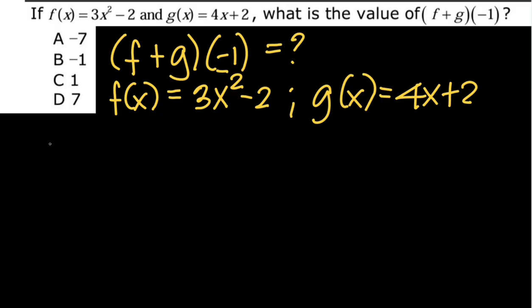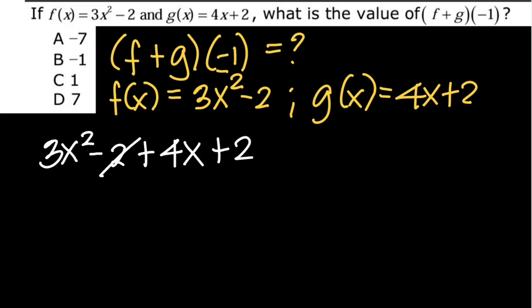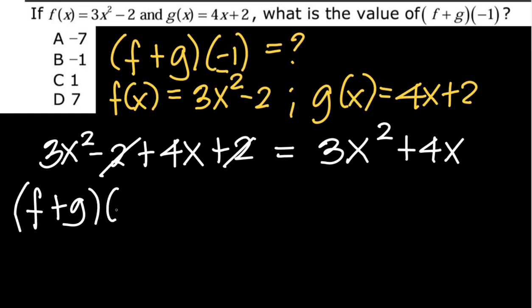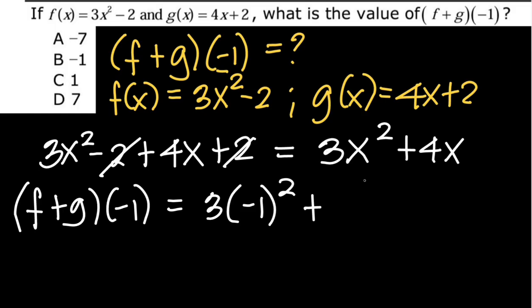So that would be 3x squared minus 2 plus 4x plus 2. And the 2 here cancels out, so we're just left with 3x squared plus 4x. So this is f plus g. We added the two functions. And then for f plus g of negative 1, we replace x with negative 1. So this is just equal to 3 times negative 1 squared plus 4 times negative 1.